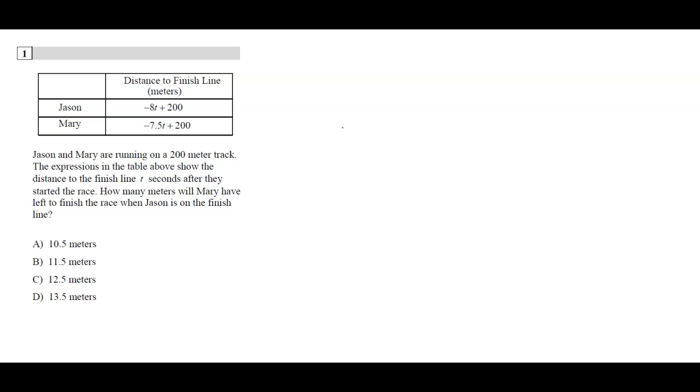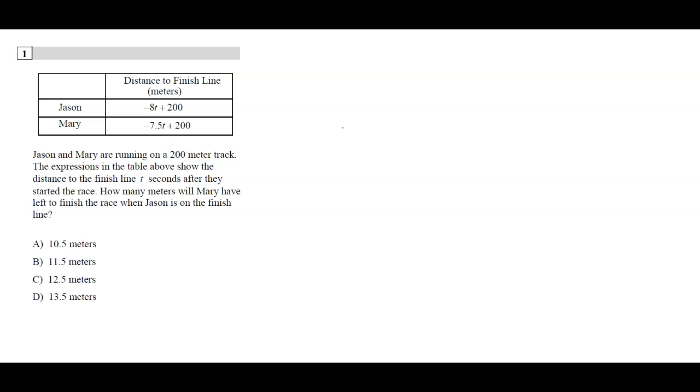So you have this table here, and it's telling you that Jason and Mary are running on a 200-meter track. The expressions in the table show the distance to the finish line t seconds after they started the race. So how many meters will Mary have left to finish the race when Jason is on the finish line?